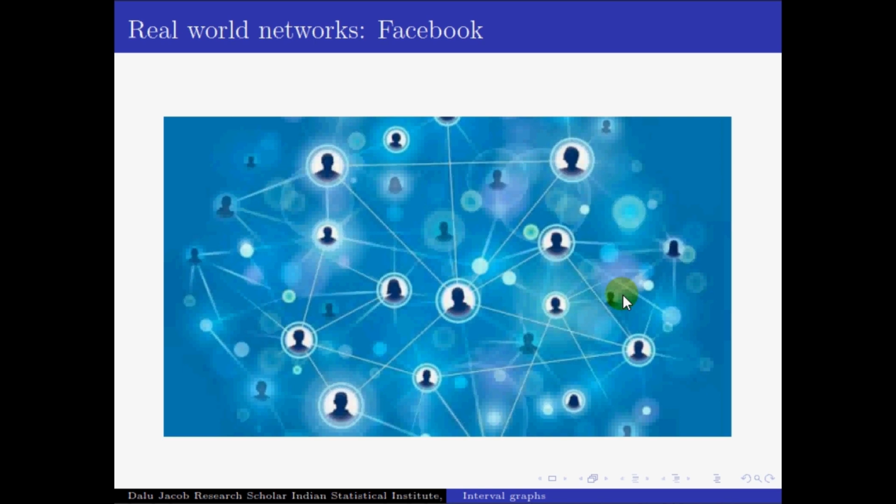For example, consider a well-known social media, say Facebook. Mathematically, the structure of Facebook can be represented by a graph like this, where each node denotes a member of Facebook and two nodes are joined by an edge in the network if they are friends with each other. Now consider another social media called Twitter.